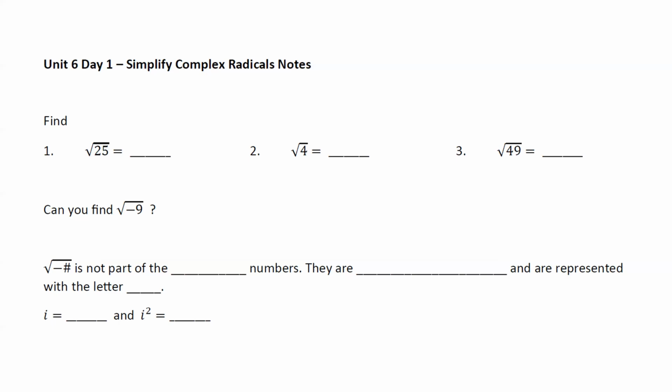So today we're going to talk about simplifying complex radicals. Let's understand this title a little bit better. A complex number is the letter i. Complex is i. Please write that down. A radical is this symbol.